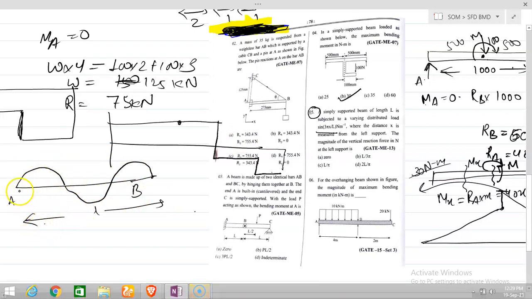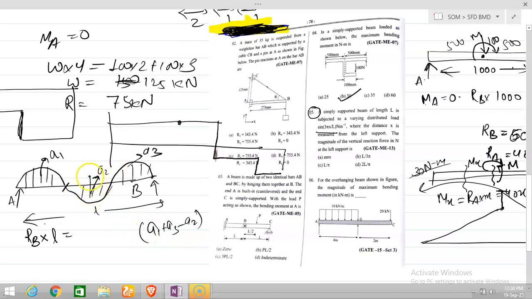First of all, suppose the reactions are RA and RB. So RB into L is equal to the total load moment. Suppose this is 1, this is 2 and this is 3. First you need to integrate from 0 to pi to obtain the area. Suppose this is area A, then these are areas A1, A2, A3. Your net area will be A1 plus A3 minus A2, because A2 is in the upward direction.